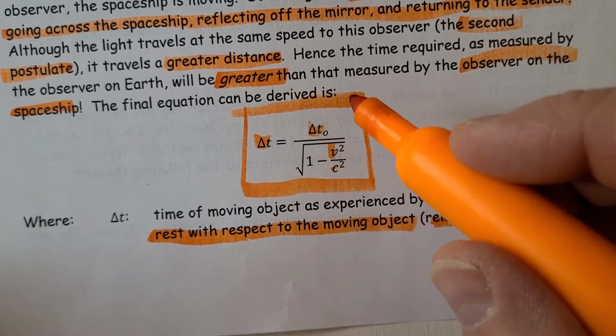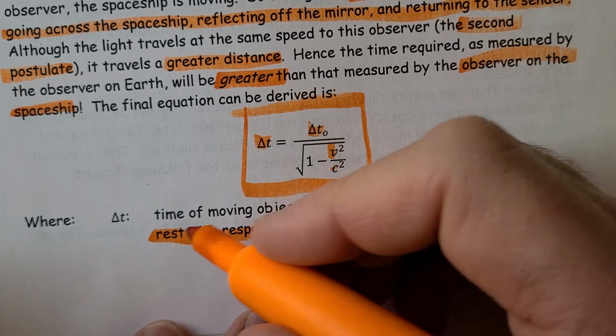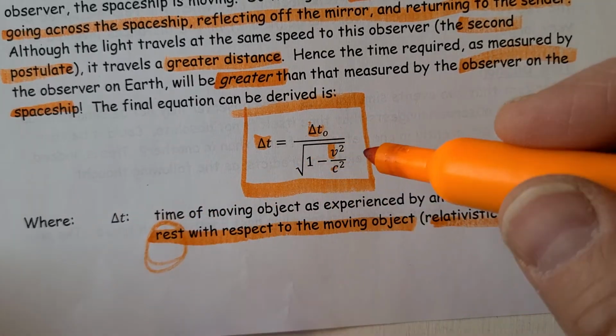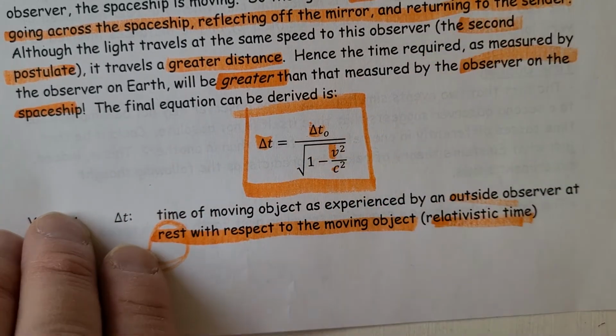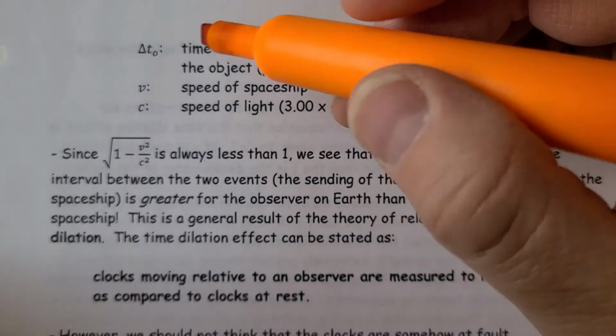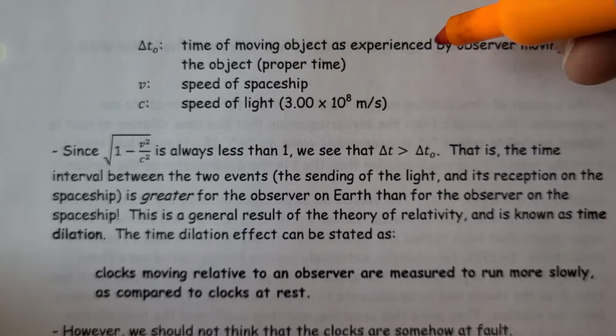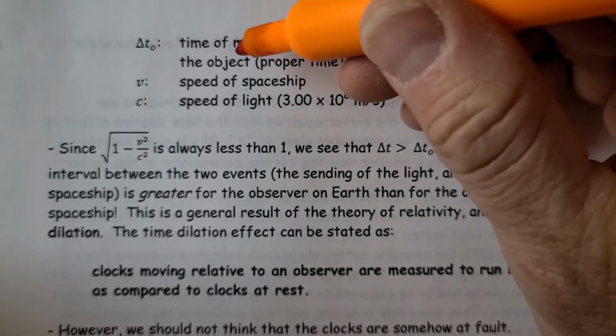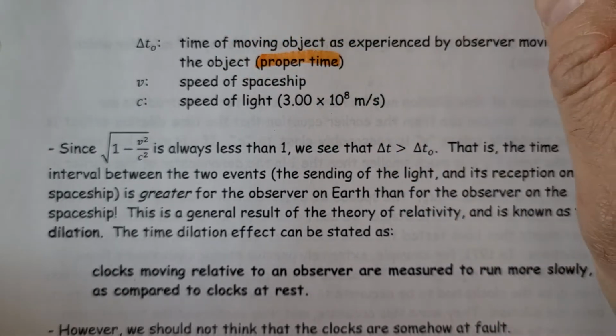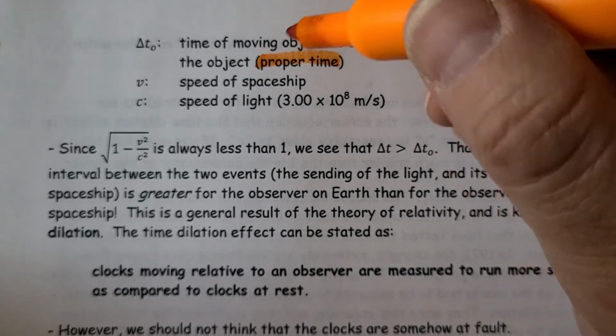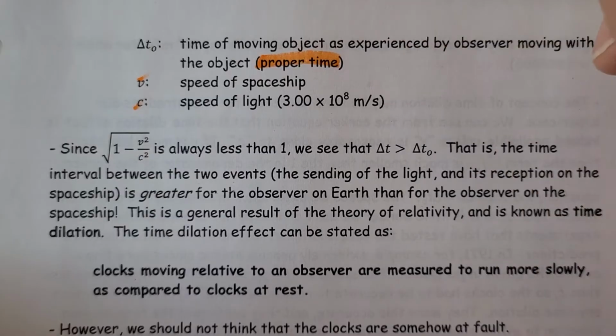So the person on the ground, the key word there is this person is at rest with respect to the moving object. And then we have delta t naught, or delta t zero, the time of the moving object as experienced by the observer in the moving object. So that's his proper time that he experiences. And the speed of the spaceship and the speed of light.